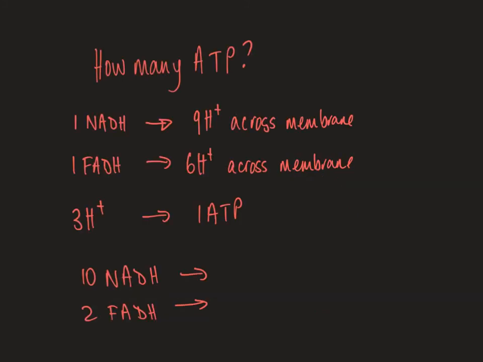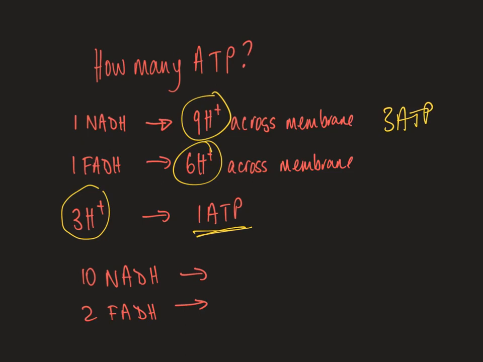So it's kind of fun to think about how many ATP are made. Basically, 1 reduced NAD will result in 9 protons crossing the membrane, whereas 1 FAD will result in 6. And 3 protons going the other way makes 1 ATP. So 1 NAD will result in 3 ATP, and 1 FAD will result in 2 ATP. We had 10 NAD, so that makes 30 ATP. We had 2 FAD, so that makes 4.